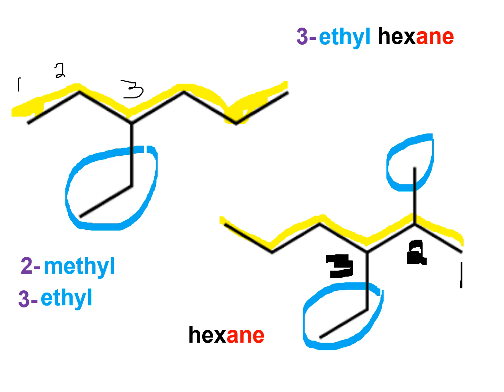Now, when I write them down before hexane, I need to make a decision about which one goes first. Okay, so they're going to go in alphabetical order, and when you are considering the alphabetical order, you do not care about the number 2 and the number 3. So all I care is methyl as an M, ethyl as an E, so ethyl comes first. So it's going to be 3-ethyl, 2-methyl hexane.